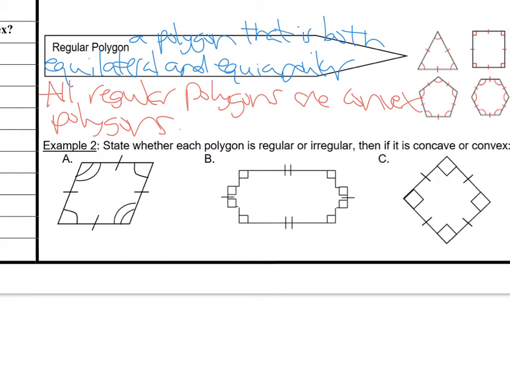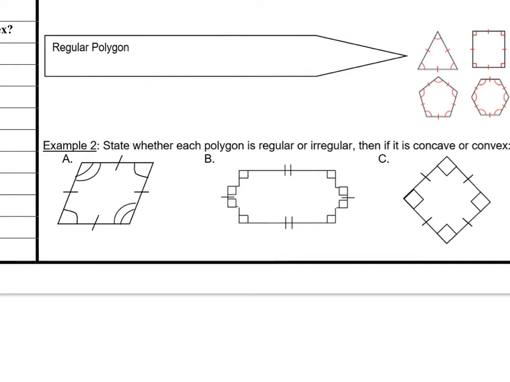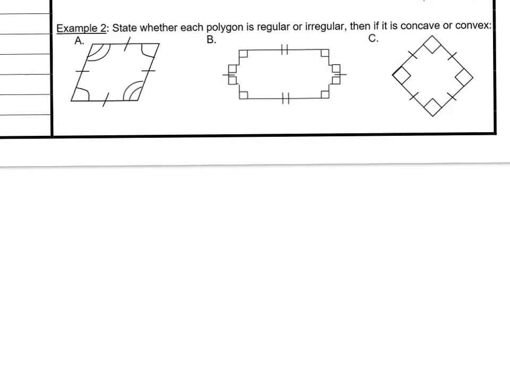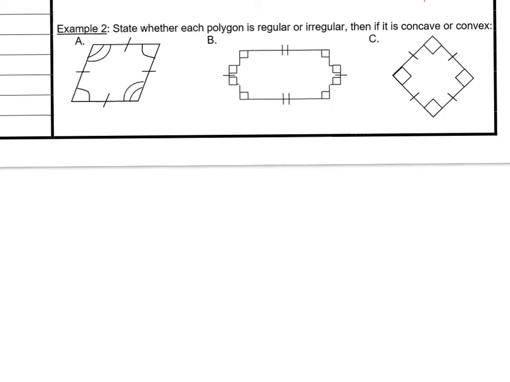Now example 2 says, state whether each polygon is regular or irregular, and if it is concave or convex. Recall that a regular polygon is equilateral and equiangular, meaning all sides are congruent and all angles are congruent. So in example A, this is irregular because we have one set of arc marks and 2 sets of arc marks. So that means the angles are not all congruent. And this is a convex polygon because we can draw all the diagonals on the inside of the polygon. Notice nowhere in the picture is the polygon caving in.